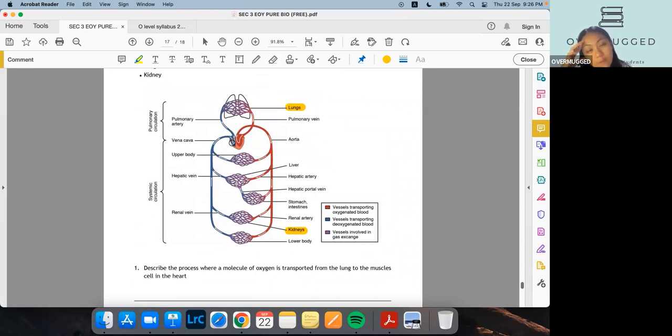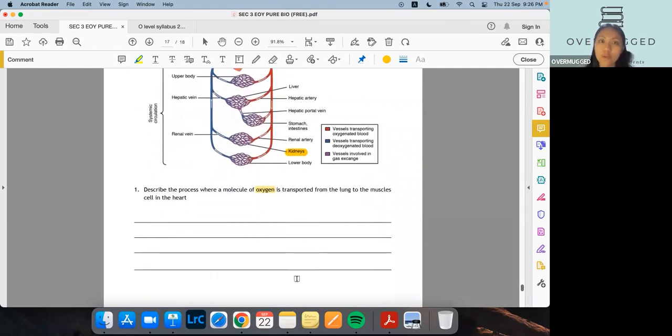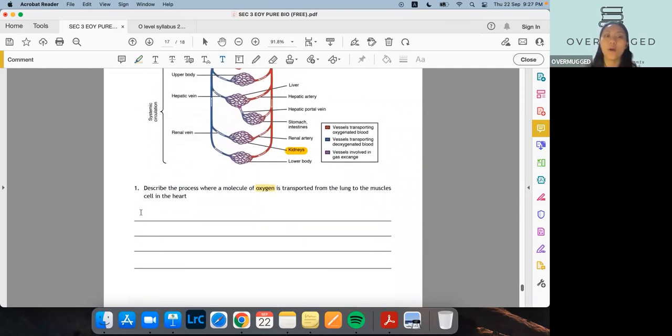So here, you need to know the blood flow very well. Where the question is oxygen, therefore, you need to write down first, where does the oxygen come from in the lung? The oxygen dissolves in the thin film of moisture. I should have typed it out earlier. Regrets. Oxygen dissolves in the thin film of moisture of the alveoli and diffuses into the blood capillaries in the lung, right? And then from there, where does it get transported to?